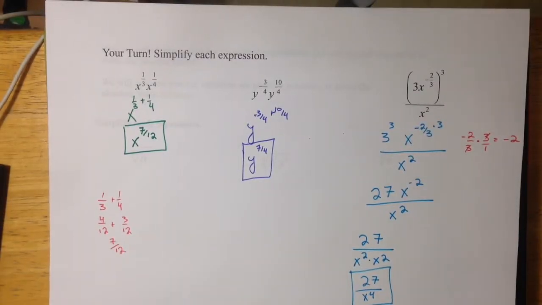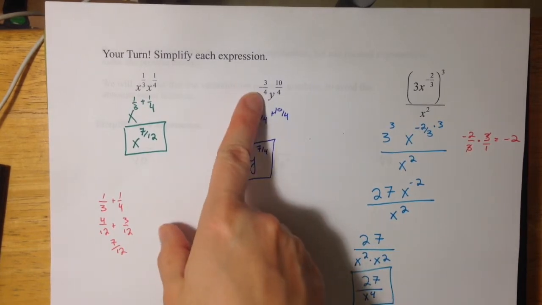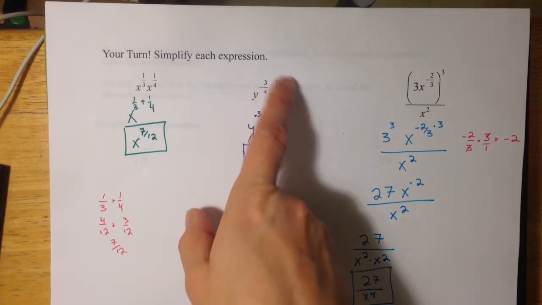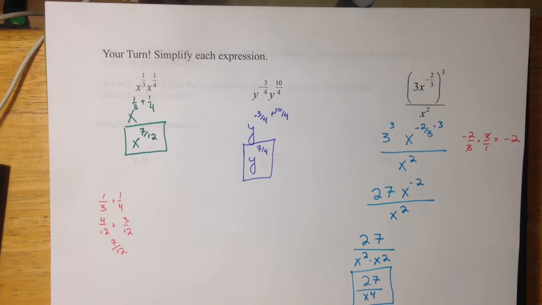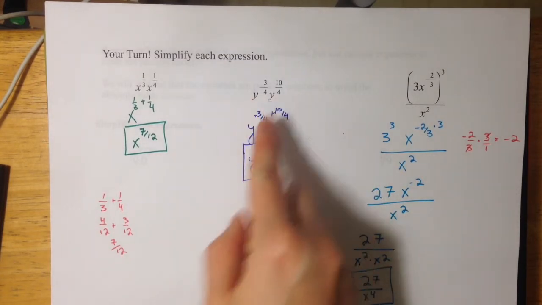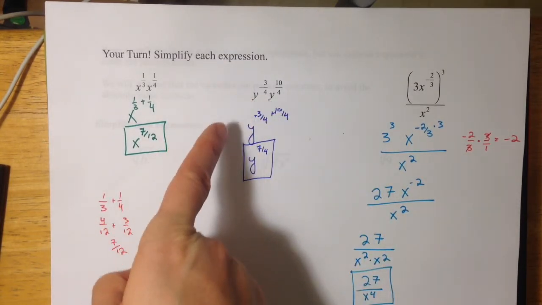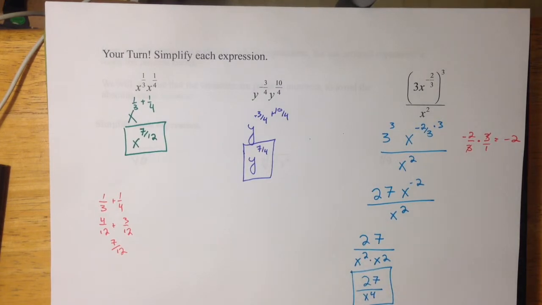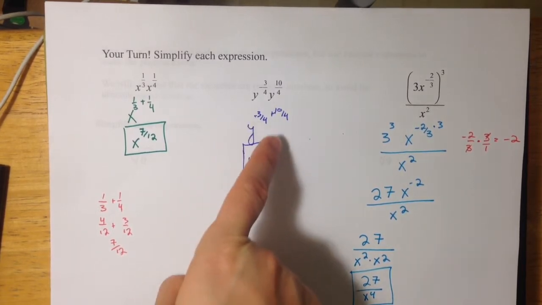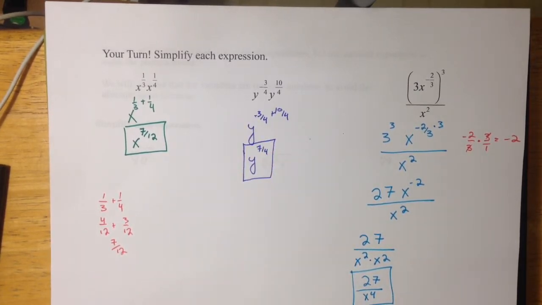All right, back to our examples. Here I had y to the -3/4 times y to the 10/4. Again, I have two things of the same base being multiplied, which means that I can add their exponents. -3/4 plus 10/4. This time my life is a little bit easier since I already have a common denominator. -3/4 plus 10/4 is 7/4. So my answer just is left as y to the 7/4.